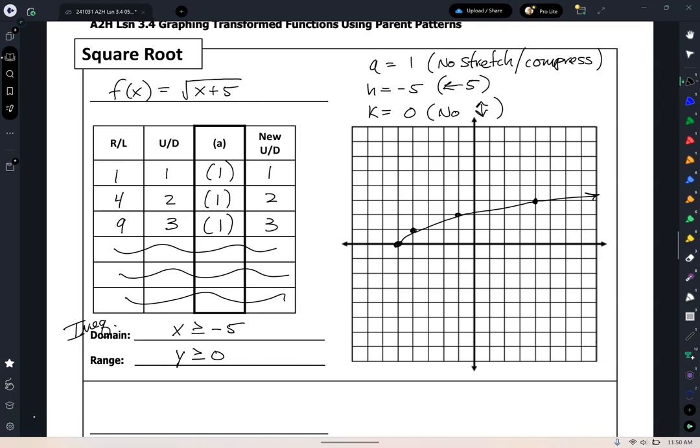Yeah, the first point's solid, so. That was the exponential. Yeah, that was the exponential.